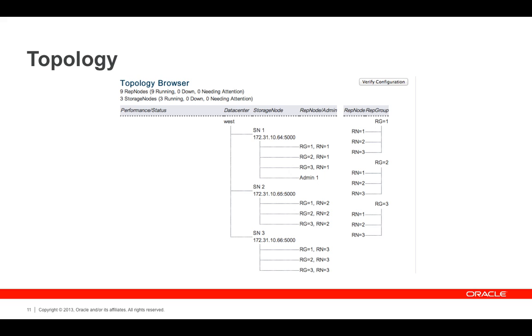So each machine in this case is running 3 replication nodes. And then you can also see the number of shards. Number of shards here is denoted by this rep group or RG. RG is equal to 1, RG is equal to 2, RG is equal to 3. It means you have 3 shards, 3 subsets of the data.